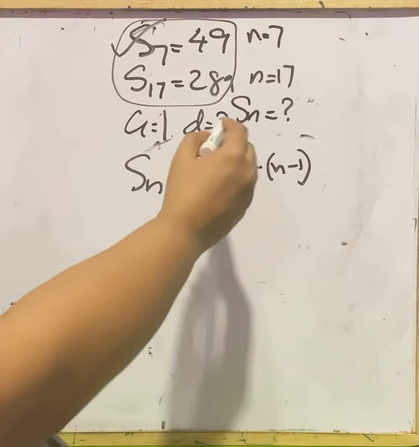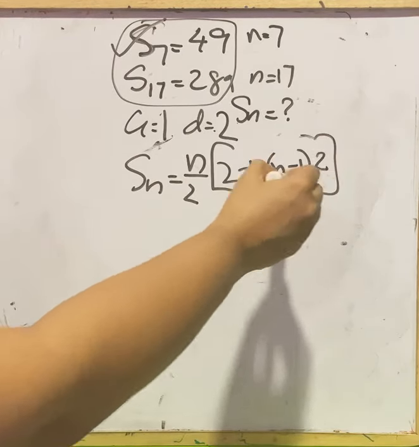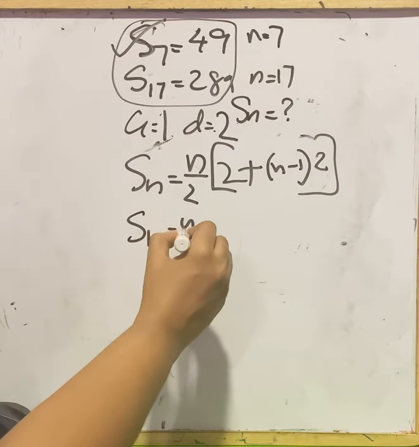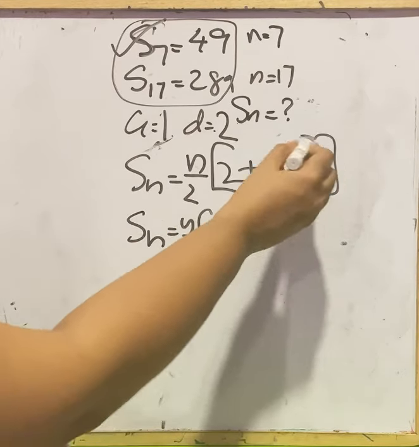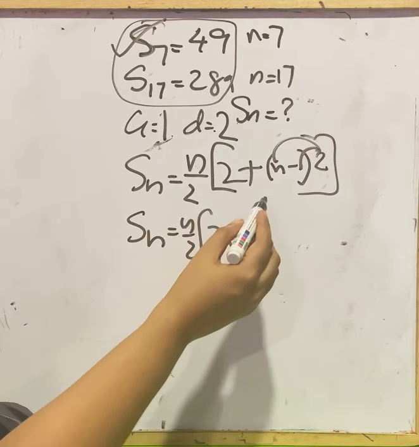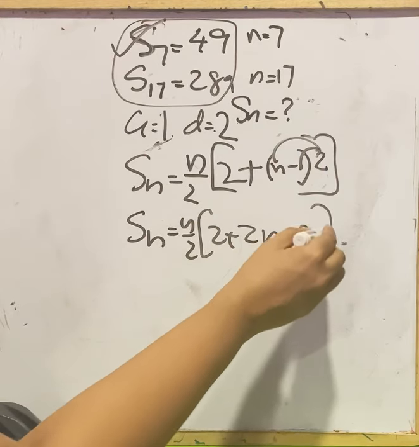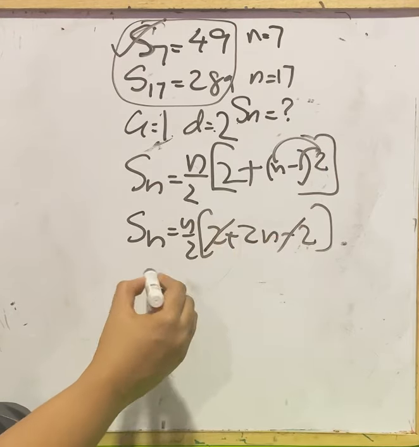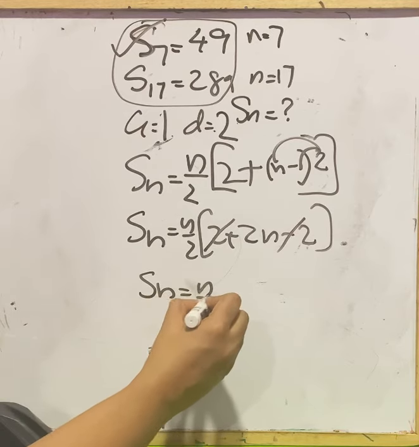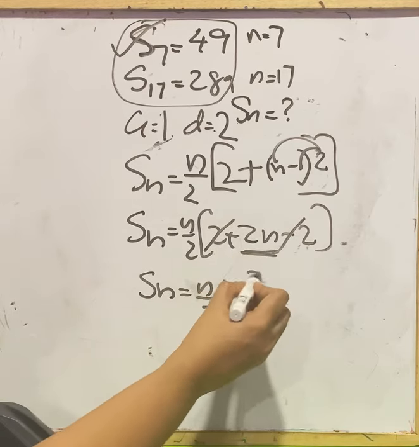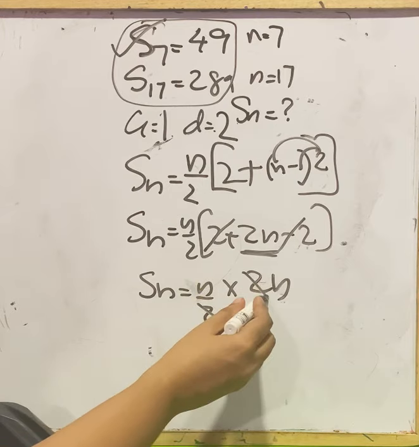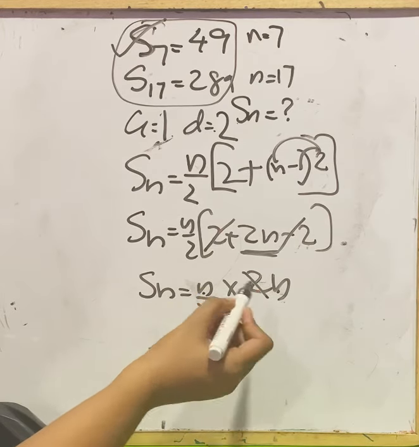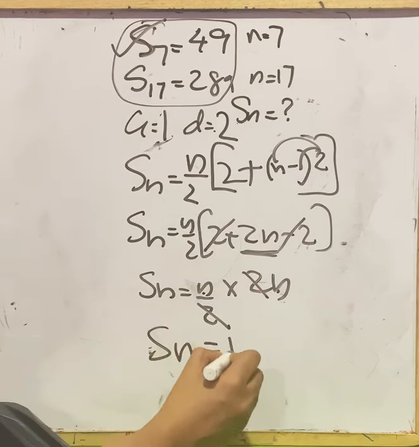N minus 1 into D is 2. Close the bracket. We can write it as n by 2 into 2 plus 2n minus 2. This 2 and minus 2 get cancelled. So Sn equal to n by 2 into, here we have only 2n. 2 and 2 get cancelled. N into n is n square. Sn equal to n square.